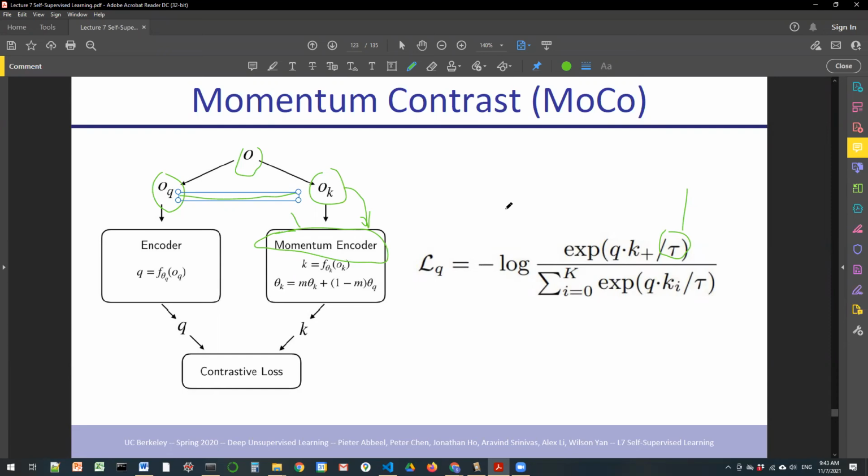Now, in all frankness, I haven't done a great job of explaining the need, or over time, you'll see as you discuss the papers, they eventually conclude that the momentum thing is not all that important.